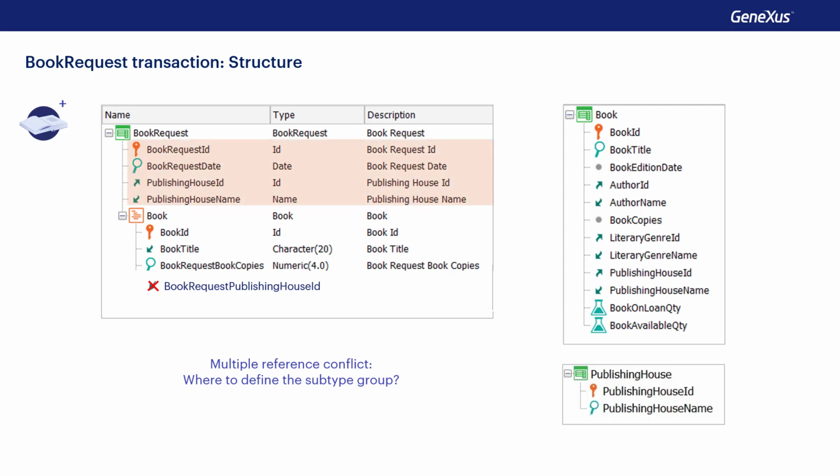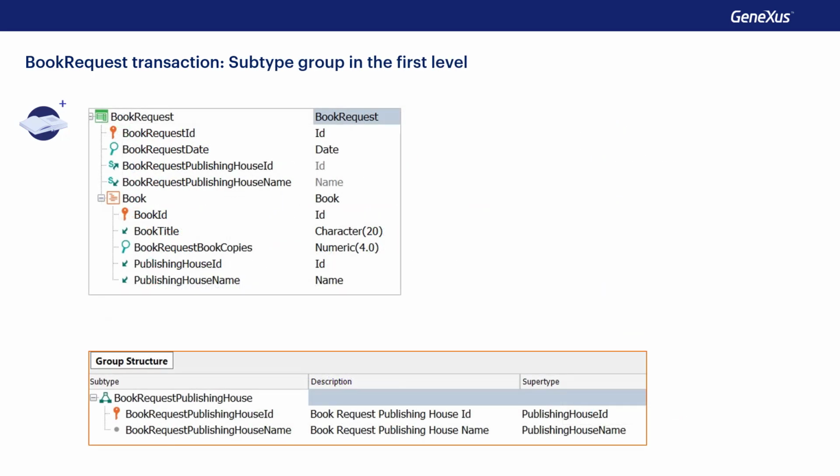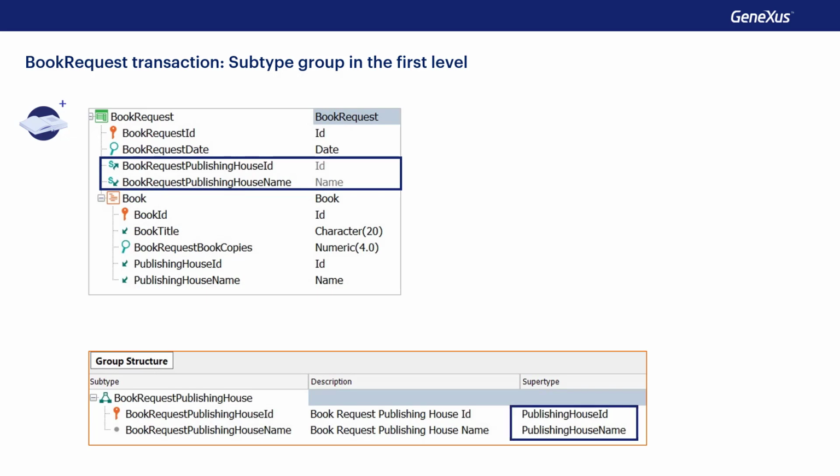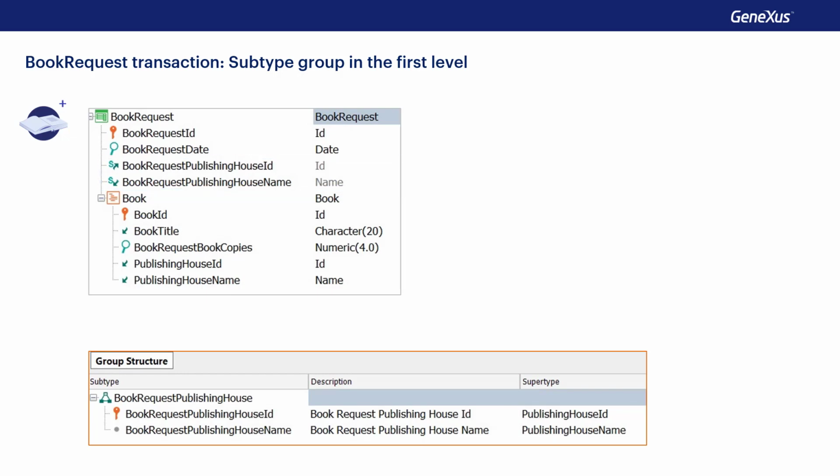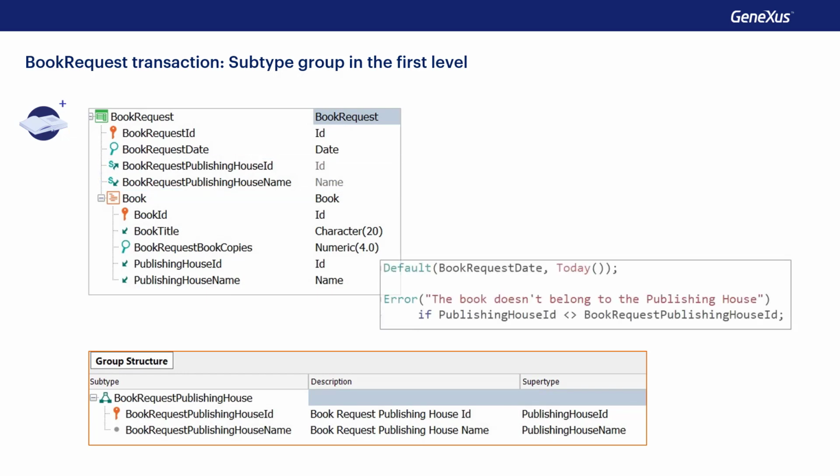Let's look at the book request header. Here, the publishing house ID attribute is a common foreign key, which is not inferred from anywhere. Therefore, we can perfectly remove it, define new attributes, and declare them as subtypes of publishing house ID and publishing house name. Then, we'll be able to compare them in an error rule, validate that the requested books are from the indicated publishing house. To complete the requirement, we declare the following rules.